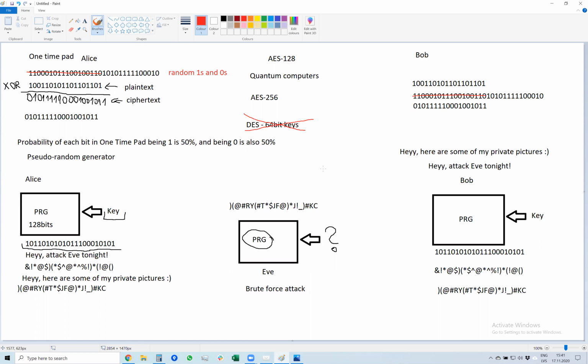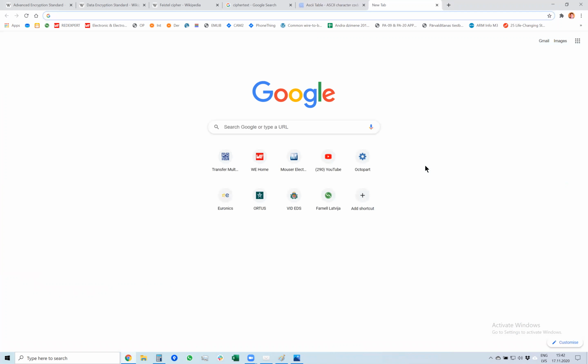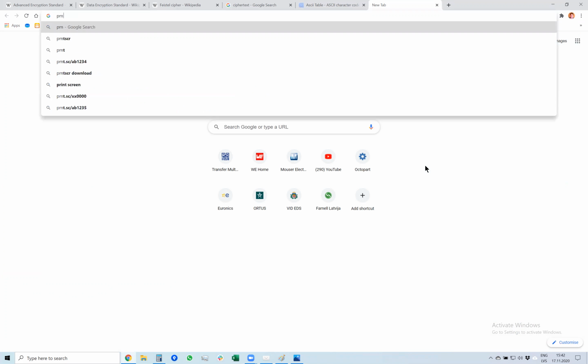Okay, so now we need to look at this pseudo-random generator algorithm. So how do we create these random ones and zeros? We give some initial input so that these both pseudo-random generators are synchronized, which is the key, the password, and they start to generate these ones and zeros. But how do they do that? Let's check it out. And actually, there are several algorithms. Pseudo-random number generator.